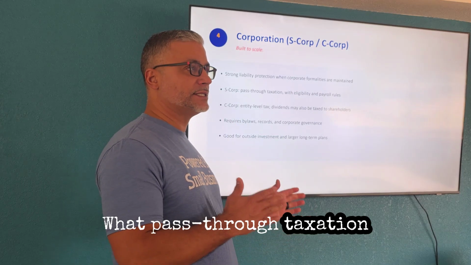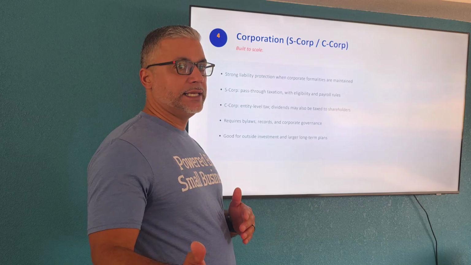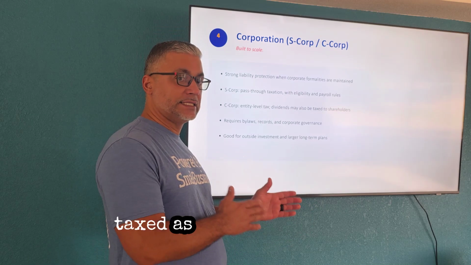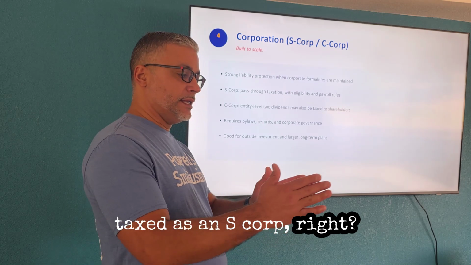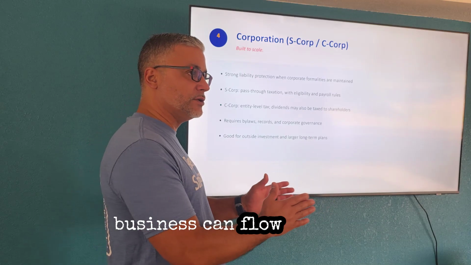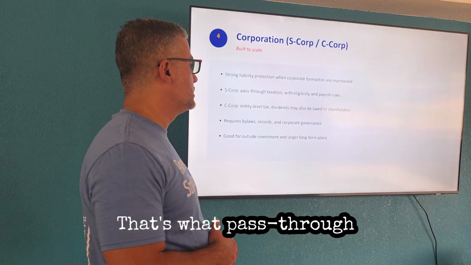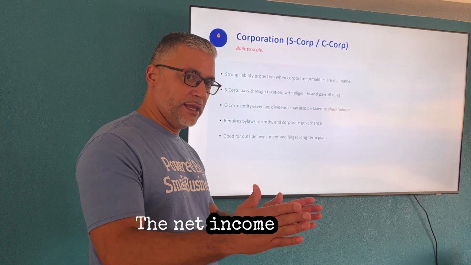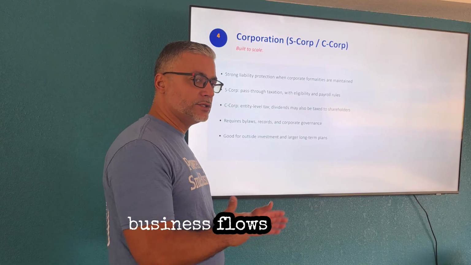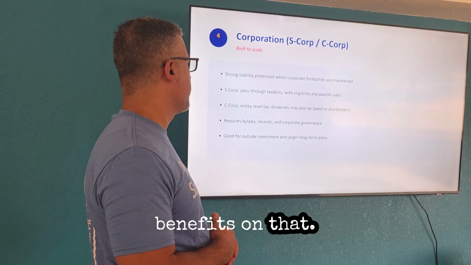You have pass-through taxation ability. What pass-through taxation means is like you can start as a C corp, and like the LLC, request to be taxed as an S corp, right? And that means that the net income of that business can flow to your personal tax return. That's what pass-through taxation means. The net income of the business flows to your personal tax return. There are some tax benefits on that.